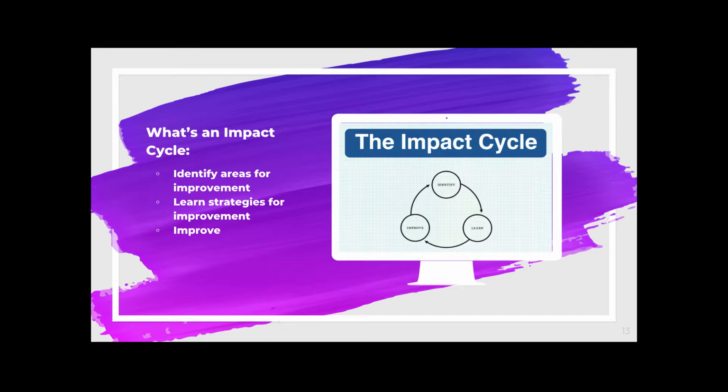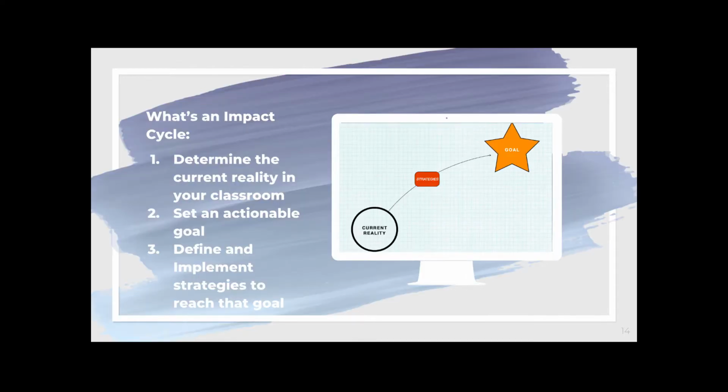From there, we talk about what kind of strategies there are to improve, what can be done, some suggestions, some ideas, and a lot of this is self-driven. So you're in the driver's seat here and deciding what's going to happen next. So what's an impact cycle?